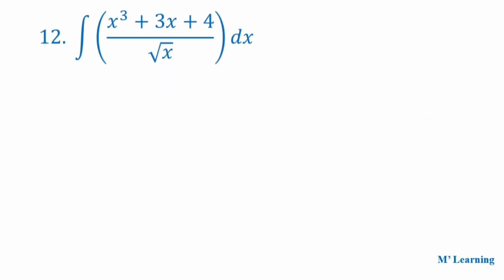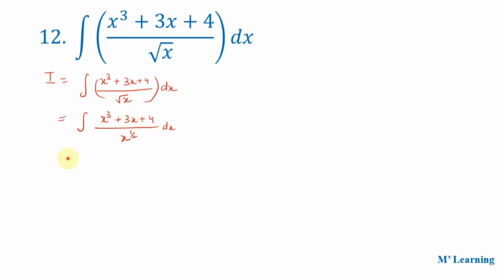Now let's do question number 12. Here we have the integration of x cube plus 3x plus 4 by root x whole dx. So now we'll divide all of the terms in the numerator by root x, which is basically x to the power half. So we'll just put x to the power half in the place of root x. And now we'll separate them.